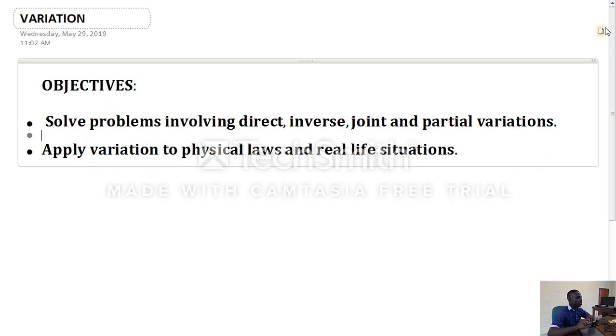At the end of this topic, students should be able to solve problems involving direct, inverse, joint, and partial variations, as one of the objectives of today's class. You should also be able to apply variation to physical laws and real-life situations.